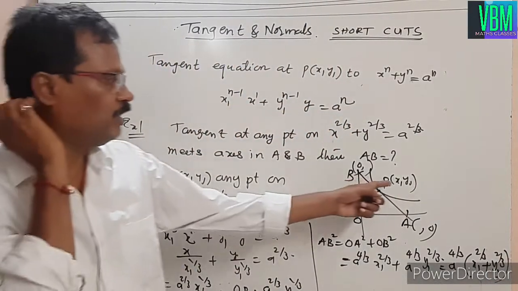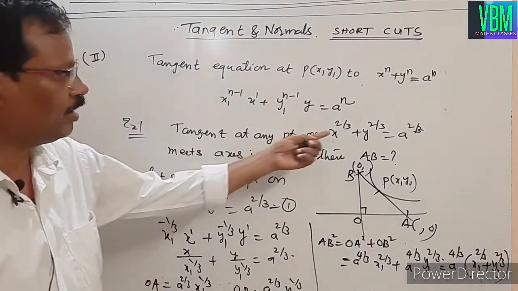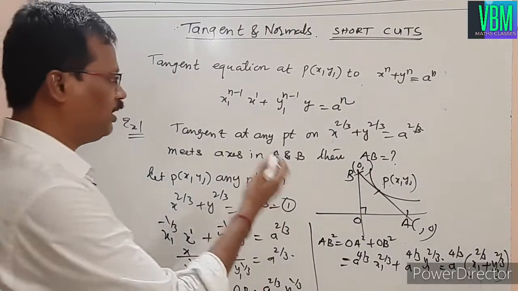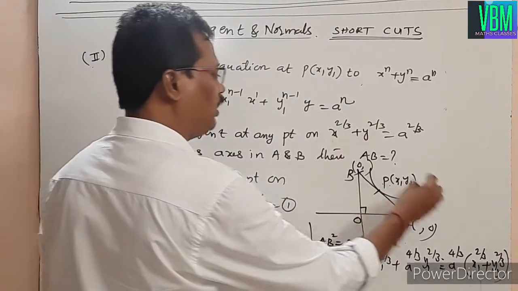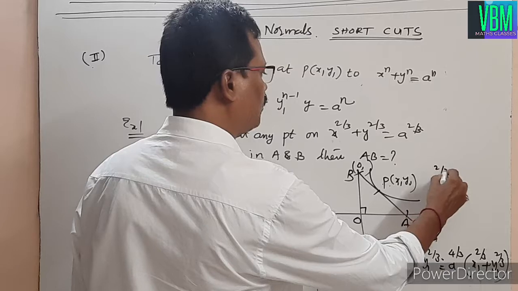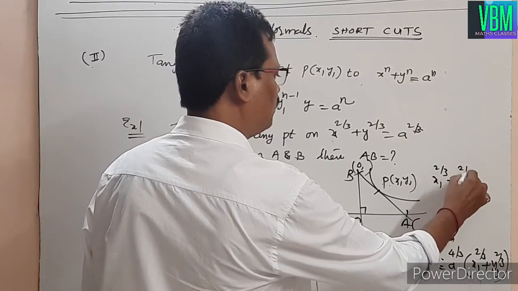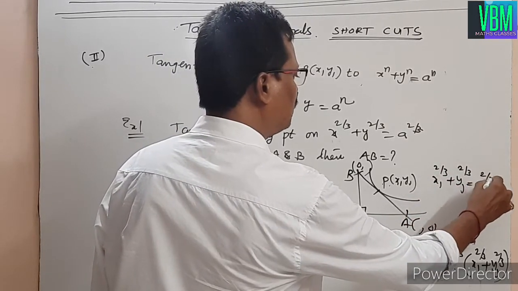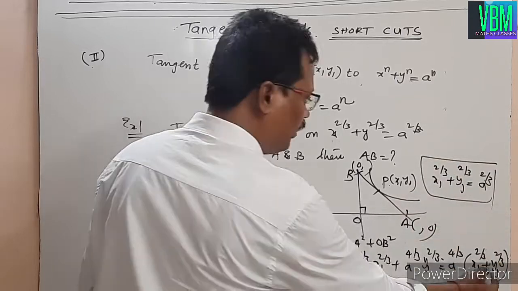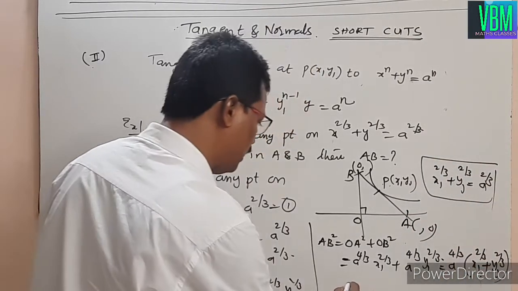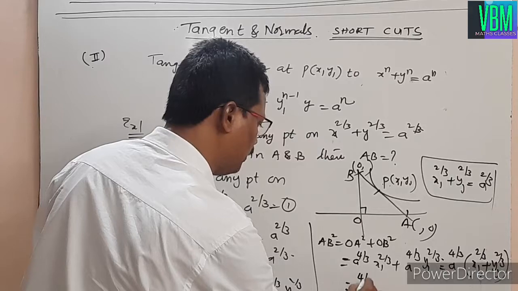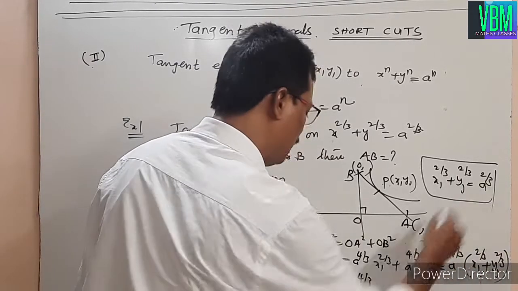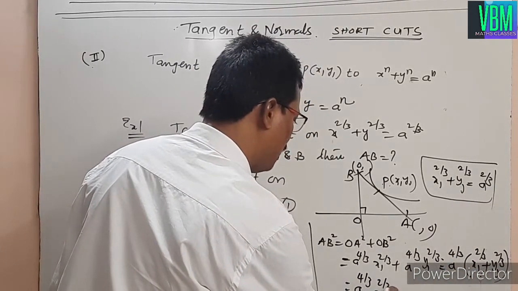But where is x1? x1 is on the curve. That is why we keep that in. Now if we keep x1 in this, x1 power 2 by 3 plus y1 power 2 by 3 is equal to a power 2 by 3. We got this condition. We can write here a power 2 by 3. Therefore a power 4 by 3 into a power 2 by 3.